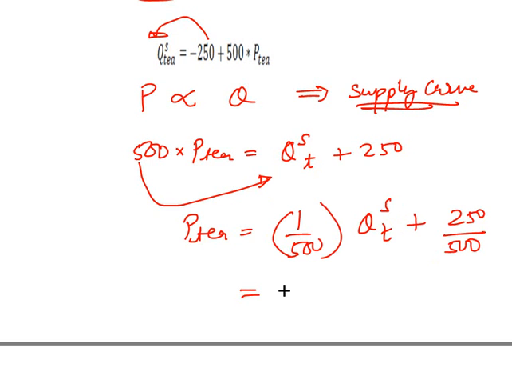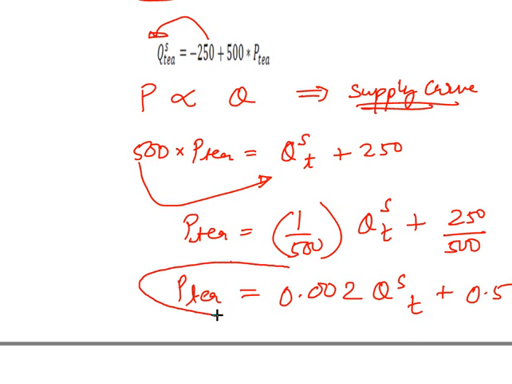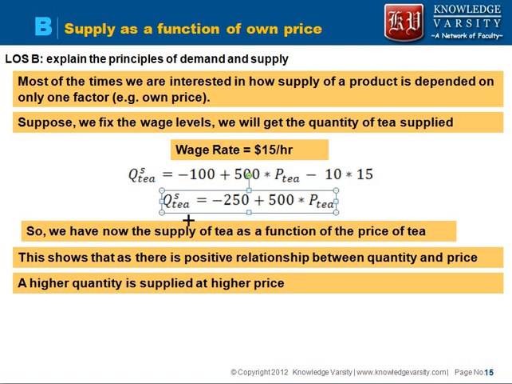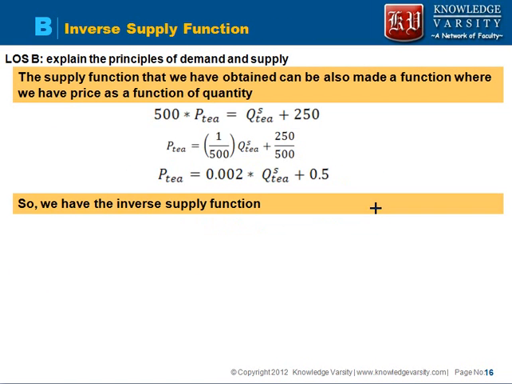So this will imply it is 0.002 quantity supplied of T plus half, which is 0.5. So the price of T is given as this. So this is your supply curve, right? So our supply curve is given as 0.002 Q plus 0.5. So we have this as the inverse supply function, or the supply curve. So this is the inverse function that we have.